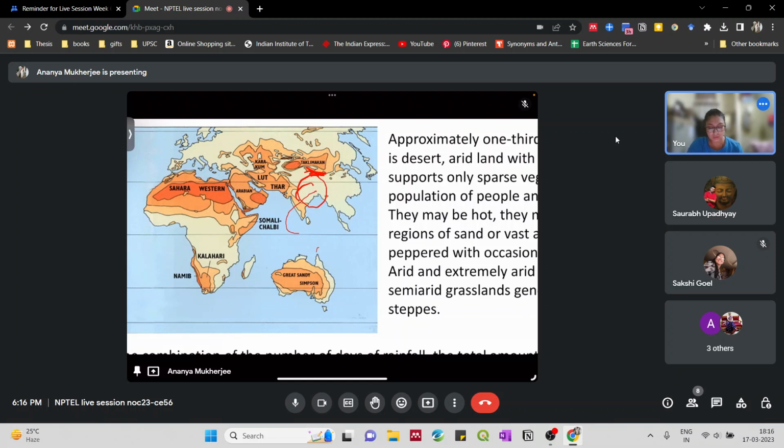These southwest winds are not even traveling this side anymore. Most of them are draining in this area. Now when you have the northeast monsoon winds, again it's coming from here, but because of the Himalayas it's not going to drain anything over here. There is no precipitation in this area.